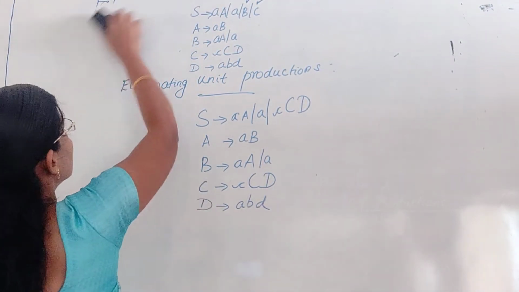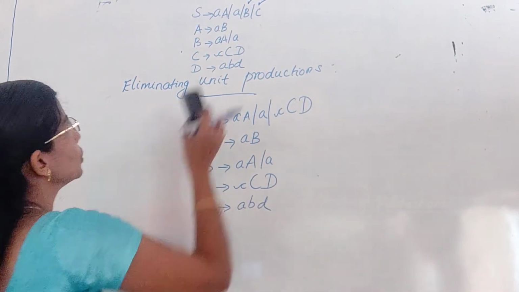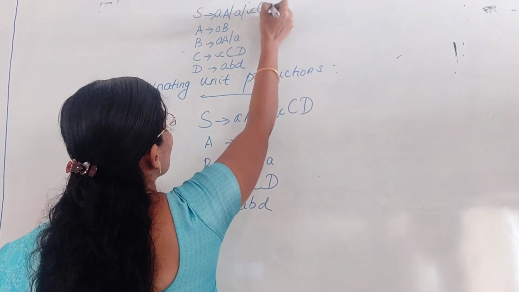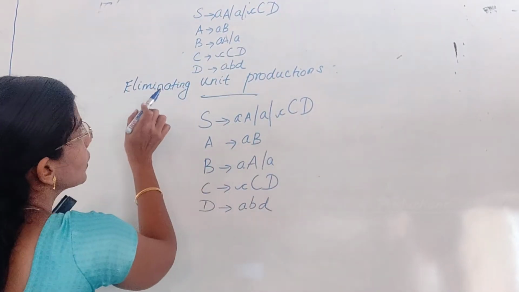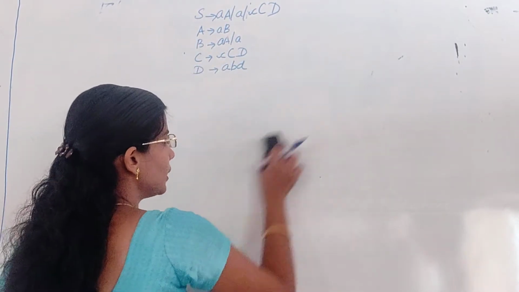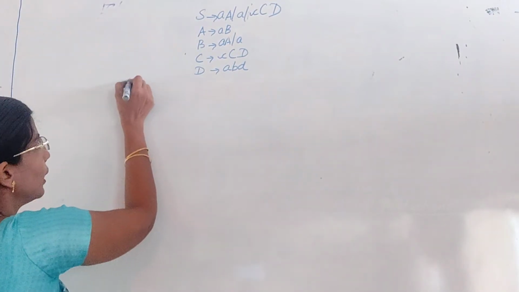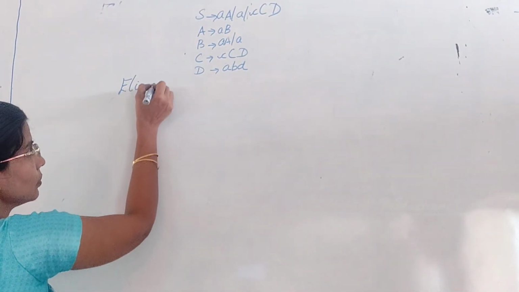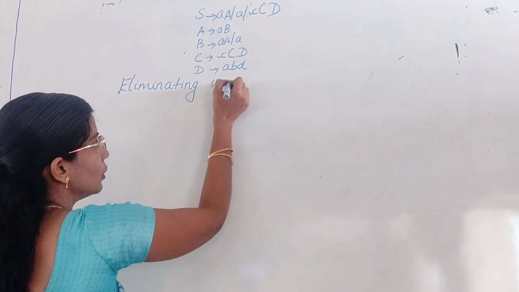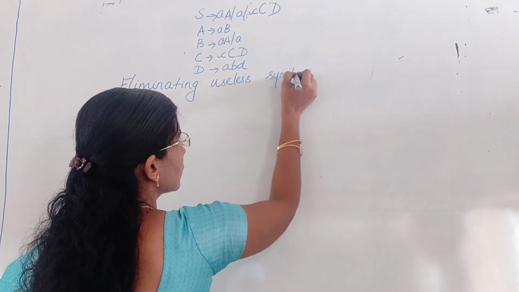So this is your answer. I'll write this answer. A tends to small c, capital C, B. Next, put the heading as eliminating useless symbols and productions.